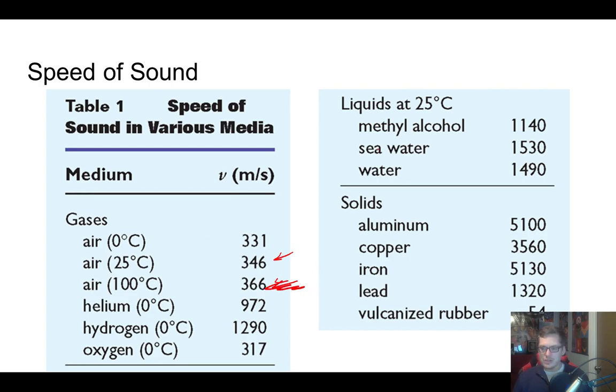Notice here, I think this is pretty interesting, seawater versus water. Sound travels about 100 meters per second faster in seawater, and that's because of the density of seawater. Seawater is more dense because of the salt, which keeps all those water molecules closer together because there are more intermolecular forces. Notice how fast it travels through these solids: aluminum, copper and iron, super fast compared to the gases.